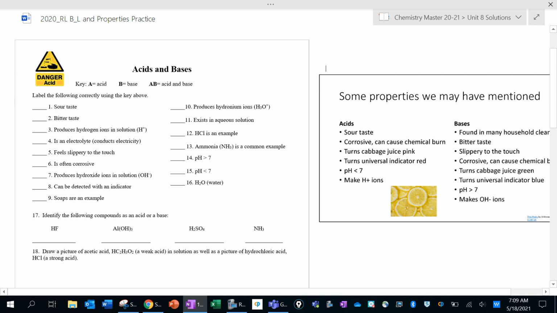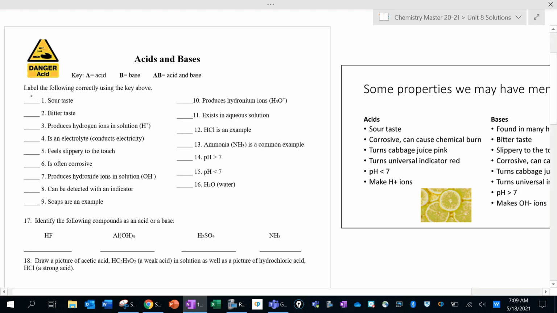So one thing that acids have in common, they have a sour taste. So this is an example of something that's an acid. Bases tend to have a bitter taste. If you think about what we mean by sour, citrus fruits are an example of something that's acidic. So think lemons when we're talking sour taste.